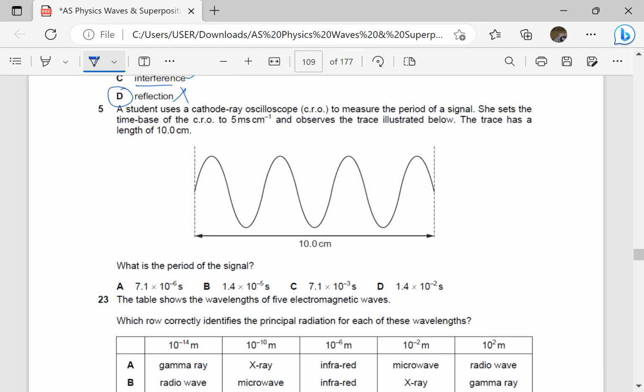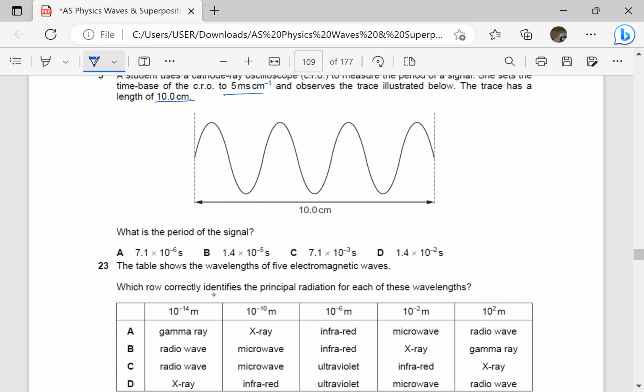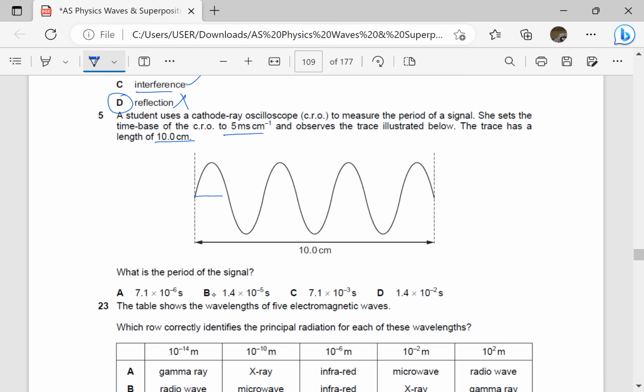A student uses a cathode ray oscilloscope to measure the period of a signal. She sets the time base of the CRO to 5 milliseconds per centimeter and observes the trace below. The trace has length 10 centimeters. What is the period of the signal? So we can see this.